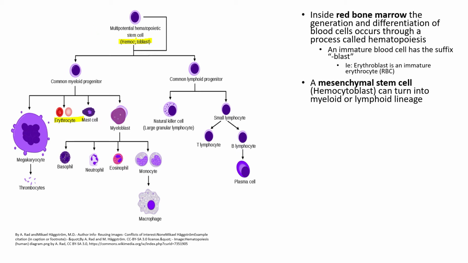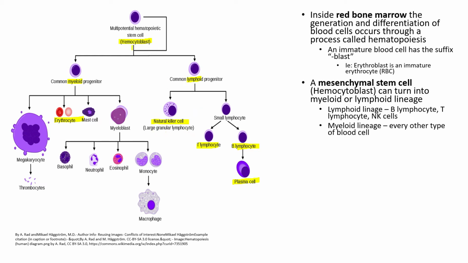So going on to this mesenchymal stem cell, the hemocytoblast, these cells can differentiate into different types of blood cells. They can either be myeloid or lymphoid. So let's say that these cells differentiate into lymphoid progenitor cells, cells that come from the lymphoid lineage. We can get ultimately T lymphocytes, B lymphocytes, and remember that B lymphocytes can also differentiate into plasma cells as they mature, or they can develop into natural killer cells, which are also known as large granular lymphocytes.